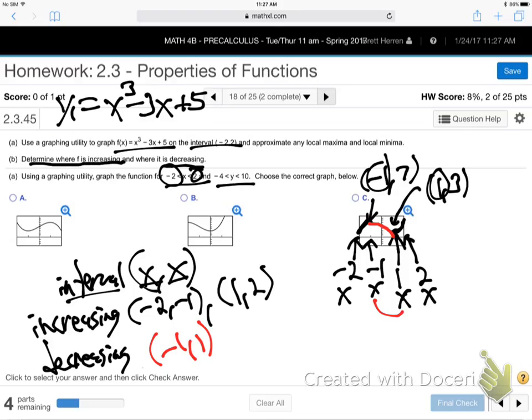Good? So we approximated the local max and the local min. That's this and this, right? This is the max. This is the min. And then we found where it's increasing and where it's decreasing, all by the graphing calculator. Questions I can answer. That's how all those are going to go.